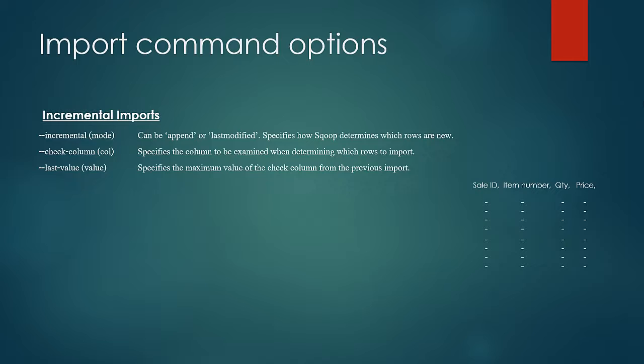Append mode is used when importing a table which has a column which is constantly incrementing with every row added. For example, the sales ID which might increase by 1 for every sale that happens in a store, and the sale might be representing a record in that case. So you specify the column containing the row ID with check-column, and Sqoop would import rows where the check column has a value greater than the one specified by last-value.